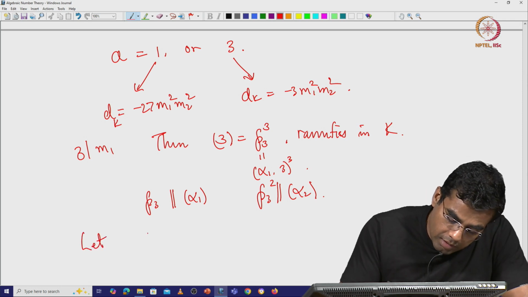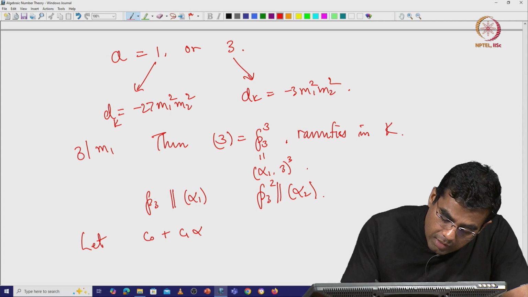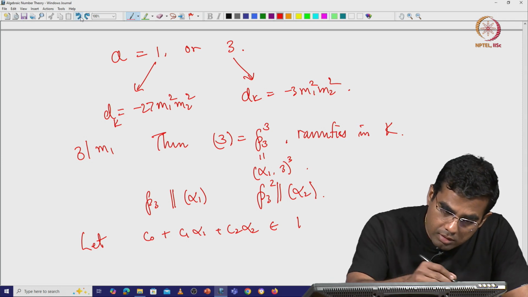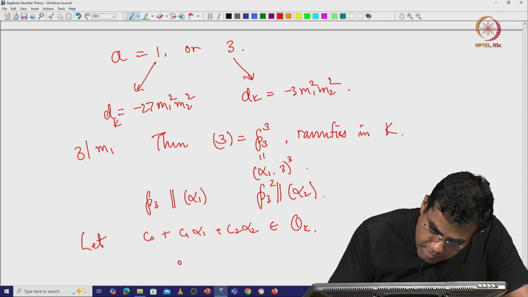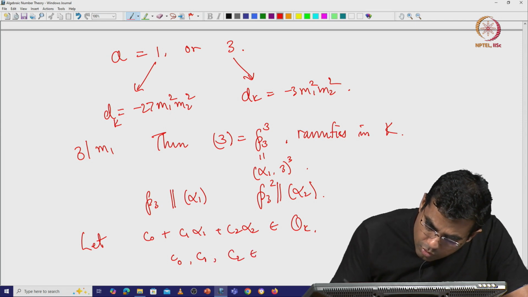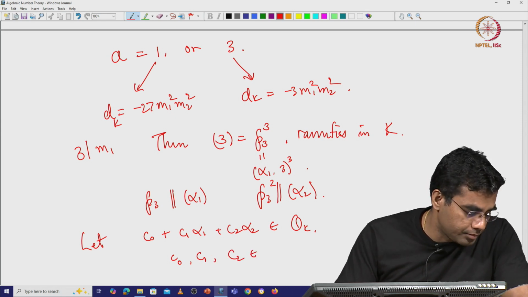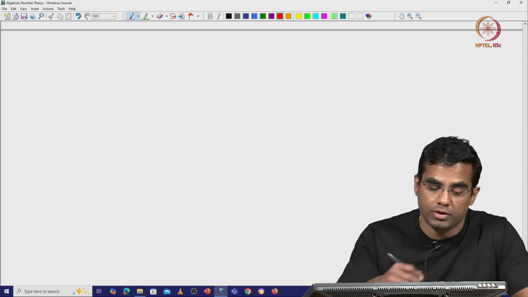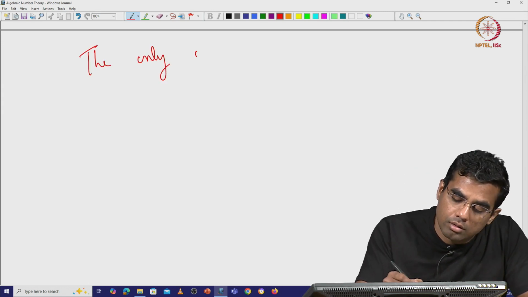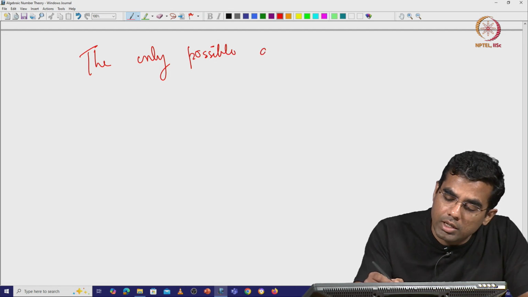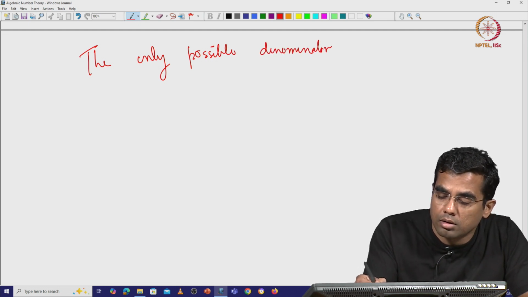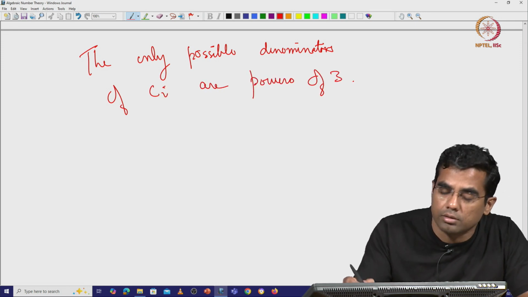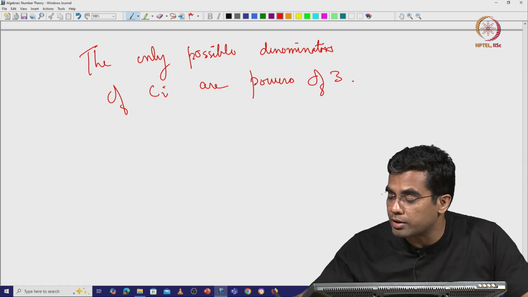Okay. So, now we are going to analyze a general element in K. So, let C0 plus C1 alpha 1 plus C2 alpha 2 be in OK, and C0, C1 and C2 be in Q. The only possible denominators of C0, C1 and C2 are powers of 3, right, because other primes we have already ruled out.